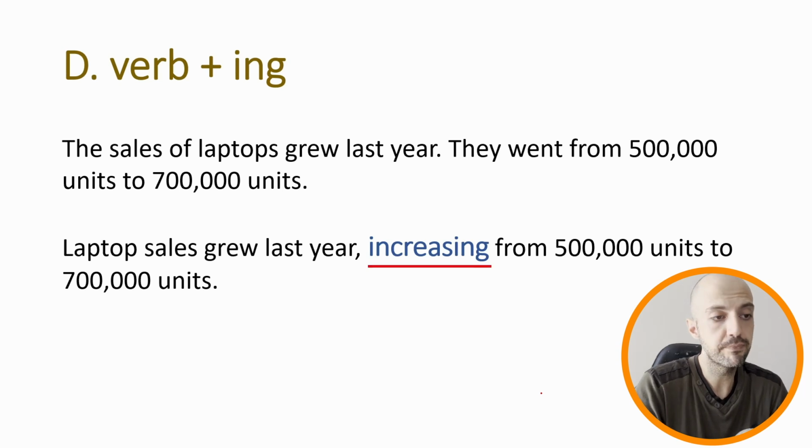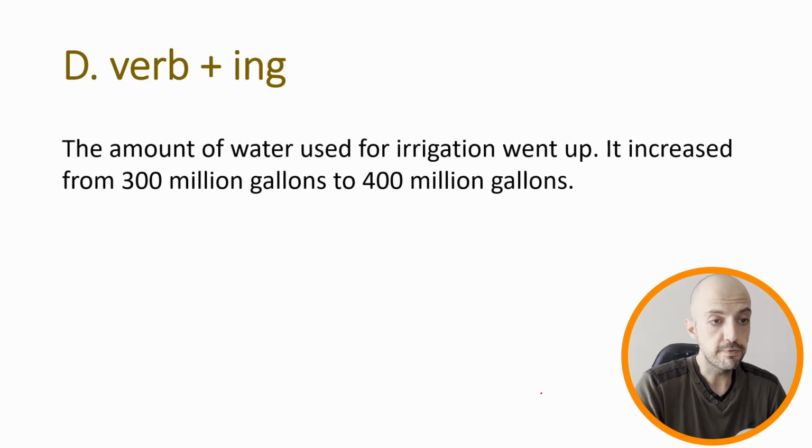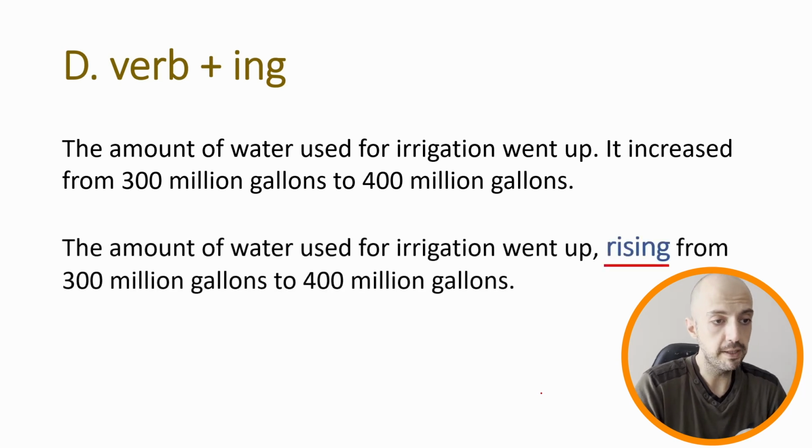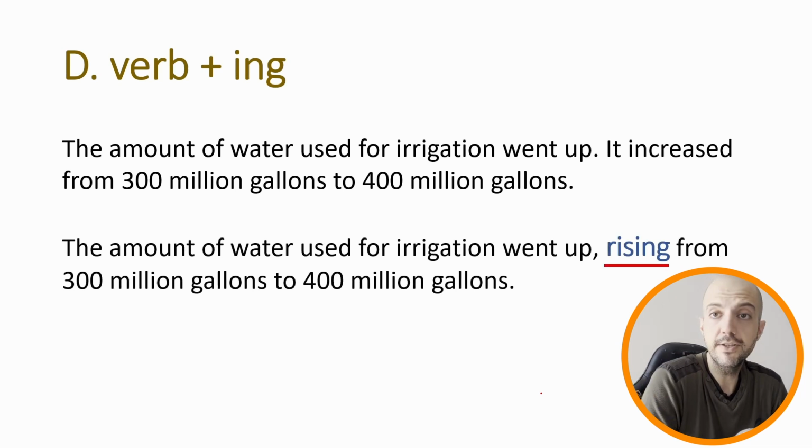2 more examples. The amount of water used for irrigation went up. It increased from 300 million gallons to 400 million gallons. The improved version. The amount of water used for irrigation went up, rising from 300 million gallons to 400 million gallons.